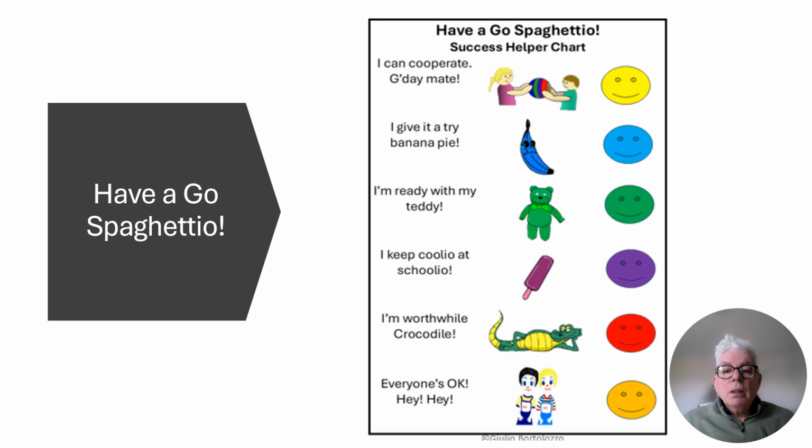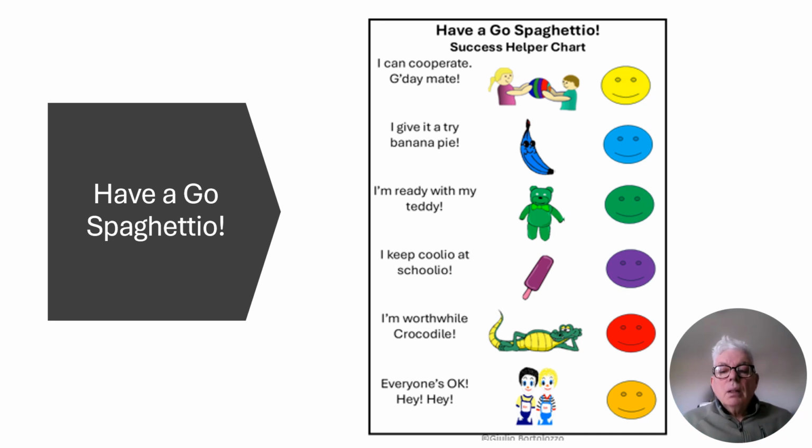The third one is the green success helper. The green success helper is I'm ready with my teddy. Embedded in this is goal management and goal setting, time management, being able to have the resources at our disposal to work on our goals and to be able to reflect on our goals, reset our goals. But again, failure or success doesn't define us. Who we are is not what we do.